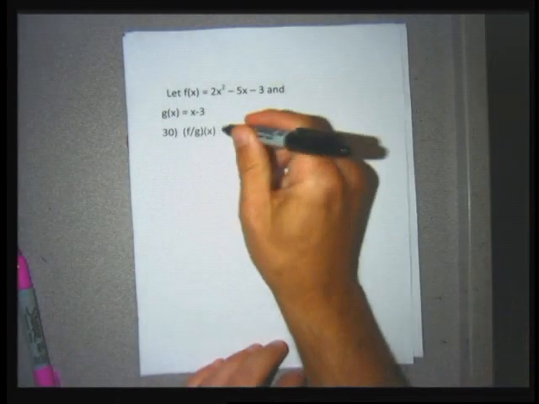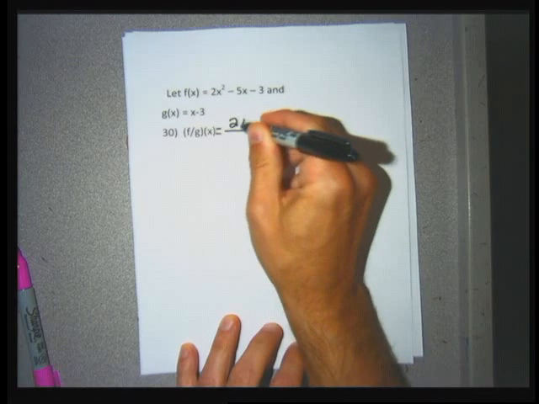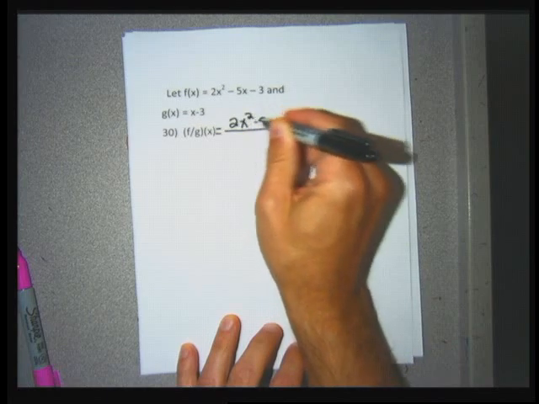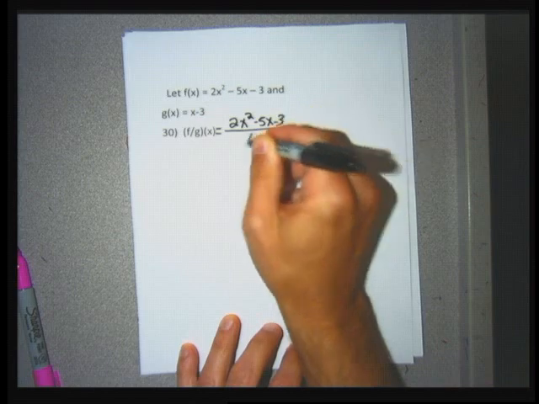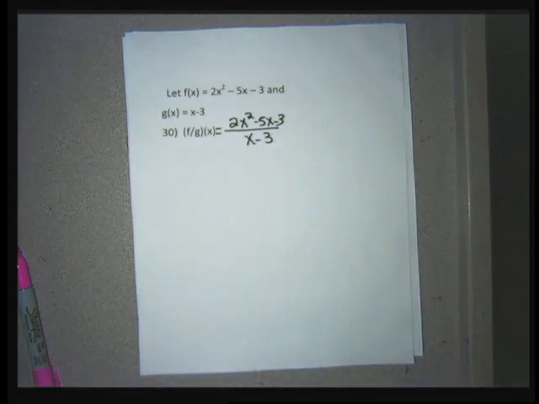30 asks me to form a fraction. It wants f in the numerator and g in the denominator, so this slash means a fraction. And the only hope of reducing a fraction is if you can factor and cancel. So the only way 30 is going to reduce is if I can factor and cancel.